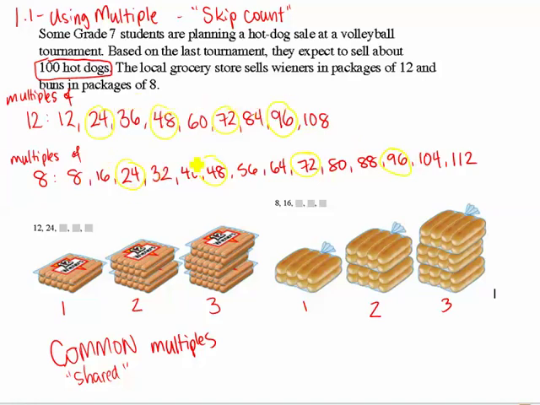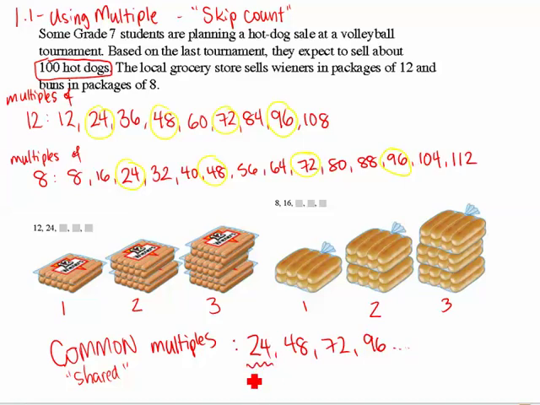So the common multiples of 12 and 8, as we can see here, are 24, 48, 72, 96, etc. Now, these are all special, but what we want is the lowest common multiple. Lowest common multiple would mean the smallest number that both 12 and 8 share as a multiple. So the lowest out of all of these is 24.